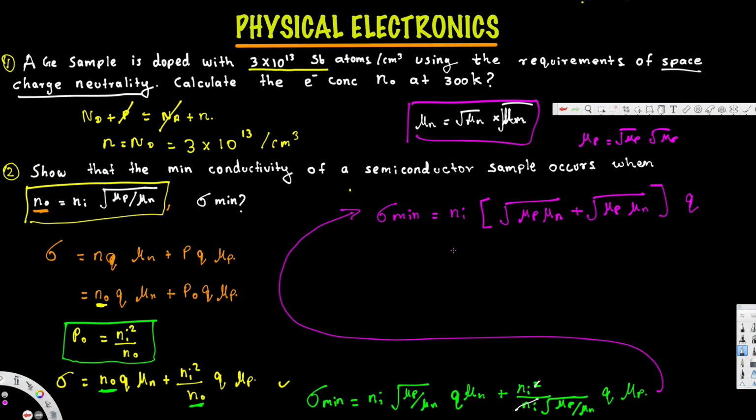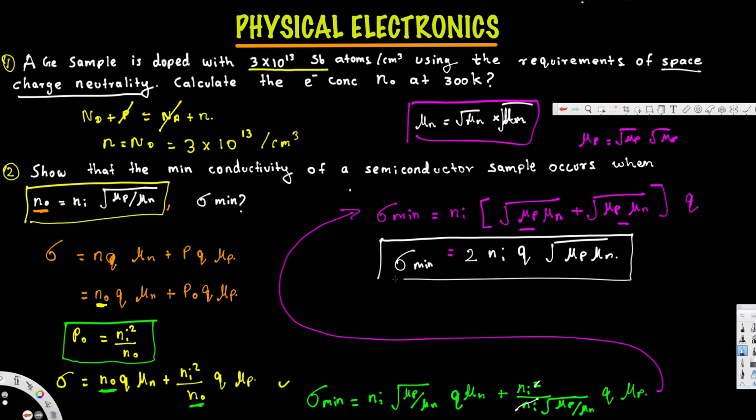And finally we will end up with ni, and then we are adding this one two times. Here we have this one 1, and this is 1. So when you add these two together, we are going to have 2. The final expression is: sigma minimum is therefore 2 ni q square root of mu p times mu n. So this is going to be the final derivation. And that's how we do this kind of problem. I hope this helps. Thanks for watching.